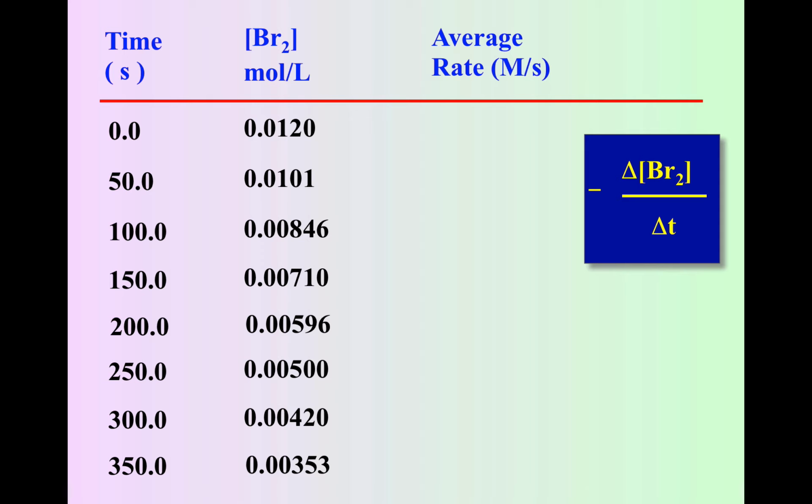Again, the negative sign here is referring to the fact that bromine is disappearing. I don't know, it's kind of silly. There is no such thing as a negative rate, right? So again, the negative sign is just for how fast the reactants are disappearing.